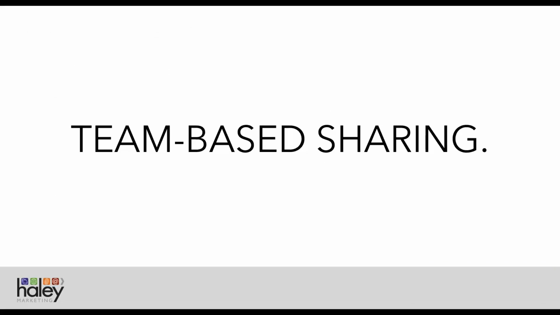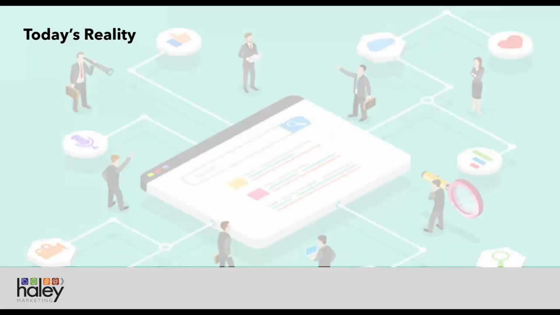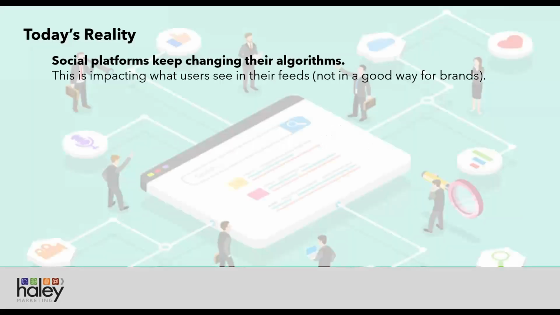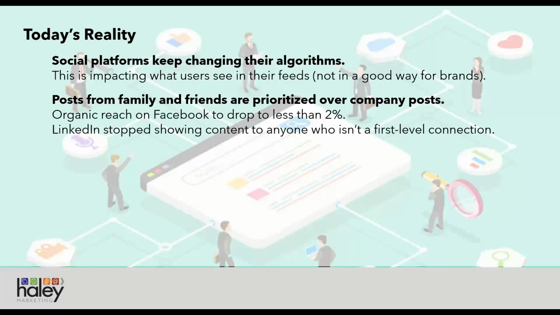All right, now, last 15 minutes, we're going to really get into the importance of doing all of this stuff with team-based sharing. So today's reality is social media platforms are constantly changing their algorithms, and it's impacting what users see in their feeds, and it's not good news for company pages or brands. Posts from family and friends are prioritized over company posts.